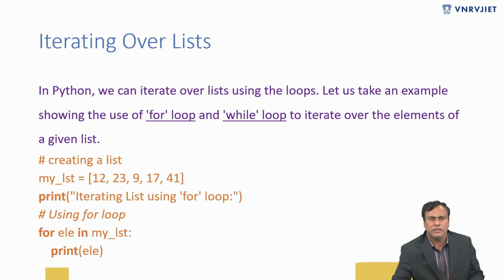And then iterating over the list. For that you can use for loop or while loop. So this is the syntax of for loop, that is a for.